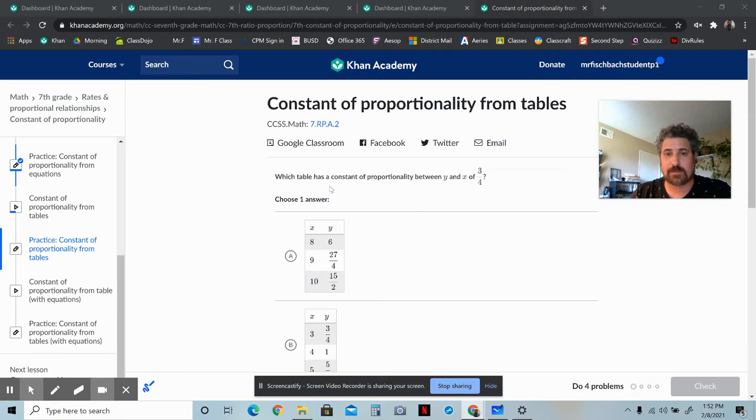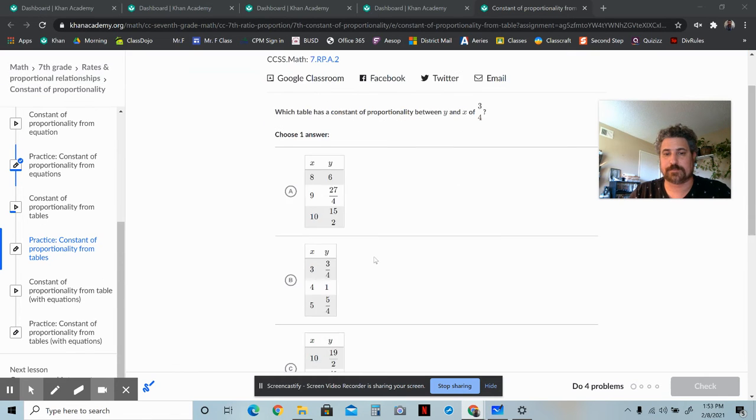Looking at the table here, it says which table has a constant proportionality between y and x of 3/4. That means the y value is 3, the x value is 4, y over x. So we need something that's going to be the same as that. When we look at this first table, it says 6, 8, right? 6 for y, 8 for x. So this is the 6/8. Is 6 over 8 the same as 3 over 4? Yes. So that looks pretty promising.